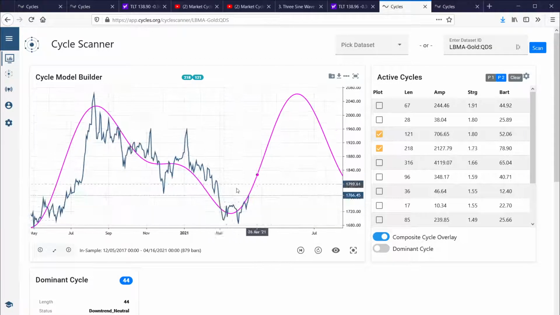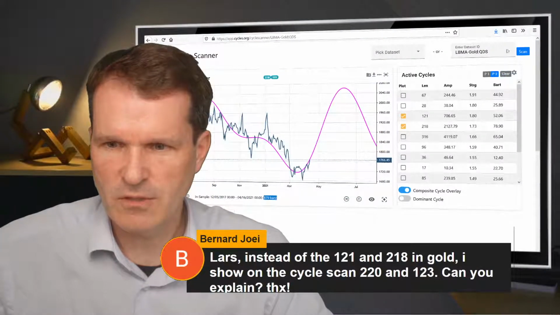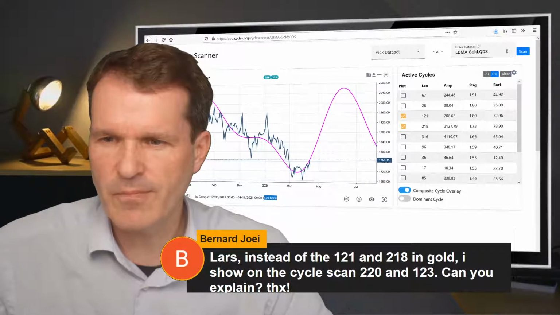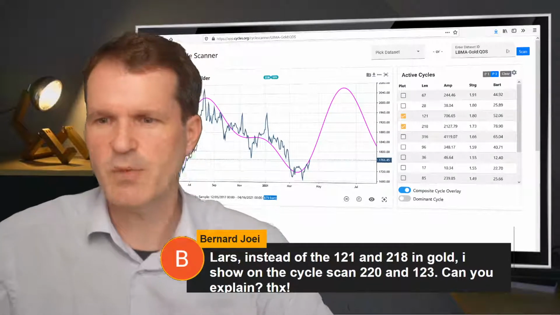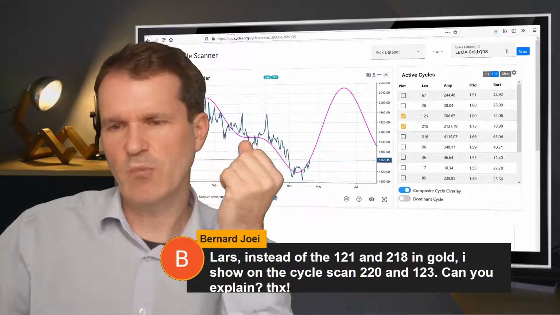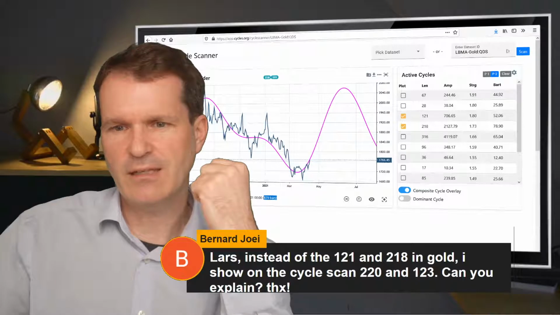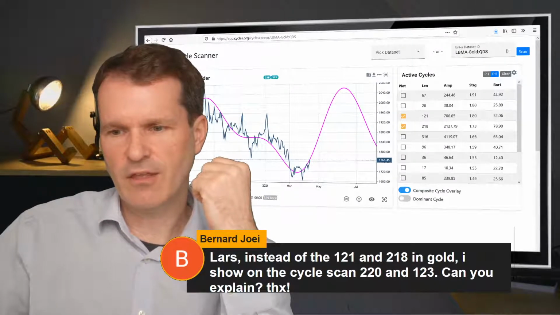And I think this is what I explained anyhow. These are the current cycles using the last 3 to 4 years, with the in-sample data. And getting back to your question, instead of the 120 that we show on the cycle scan, I show something different. I'm not sure what you are selecting, but to be honest, the difference between 218 and 220 you can more or less ignore. And the 123 and the 121 is more or less the same cycle, at least in regards to length.